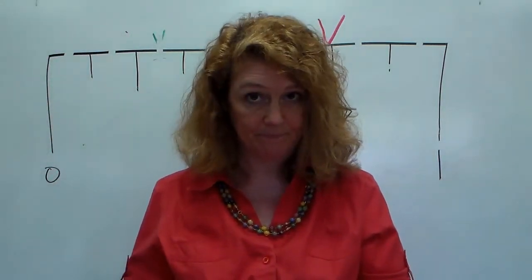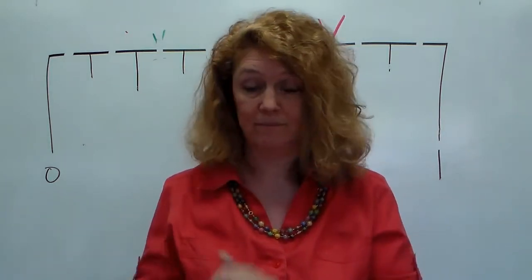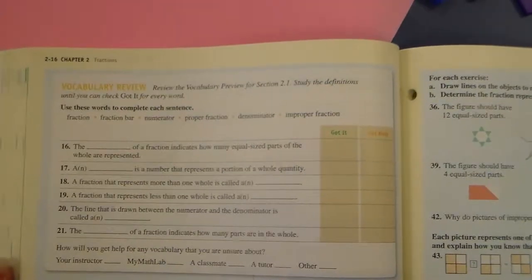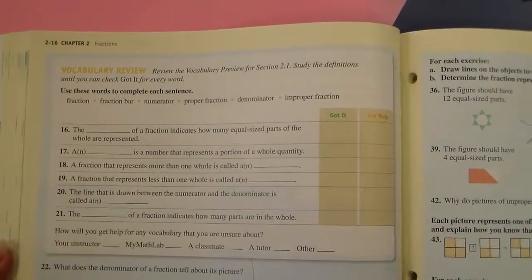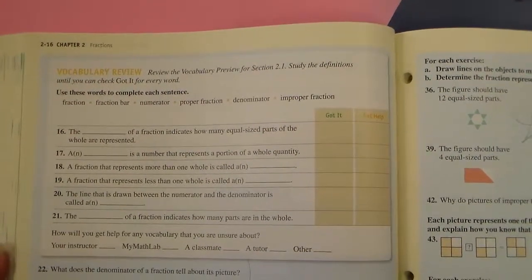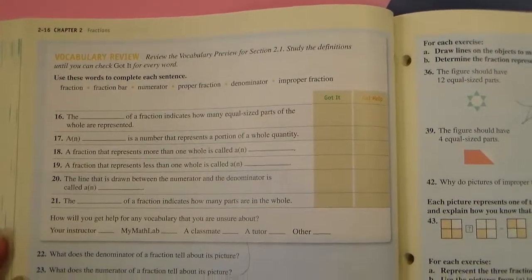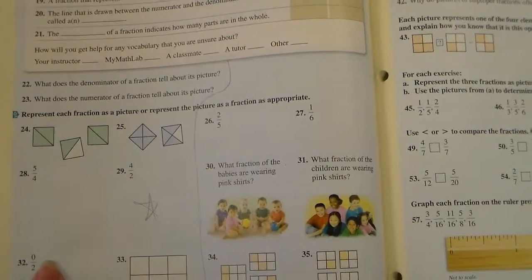Okay? Now, on to homework. You're going to start on page 2-16 and do all of the vocabulary review, numbers 16 through 21. Then you're going to draw a line down the center, and you're going to do numbers 22 through 33, the ones on the left.